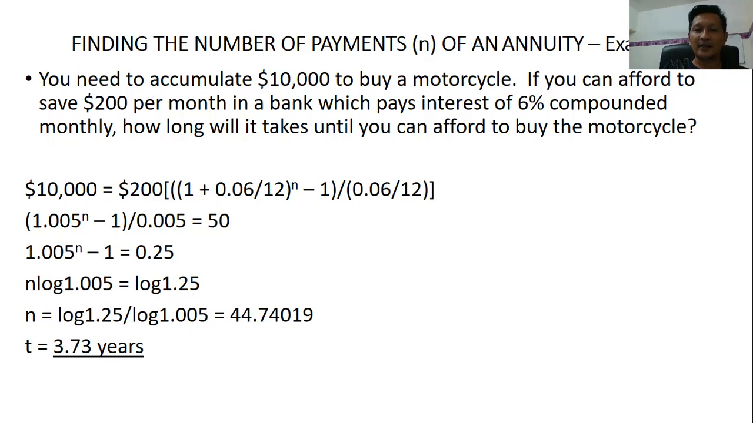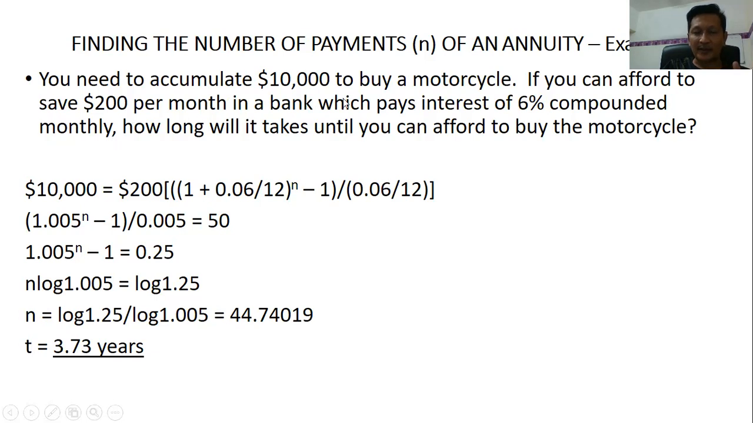Is this the answer just yet? No, not yet. You need one more operation because you know that n equals t times m. What is our question? How long will it take? That means your answer has to be in years, so you are actually solving for t. Since n equals t times m, therefore t equals n divided by m. Your m is 12, so your t equals 44.7, which is your n, divided by 12, equals 3.73 years.